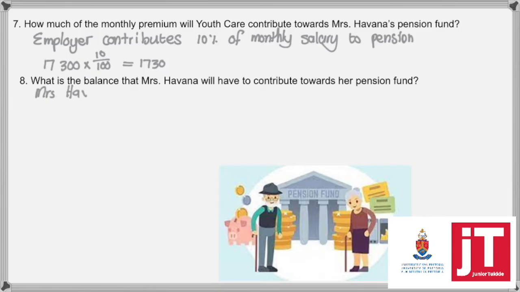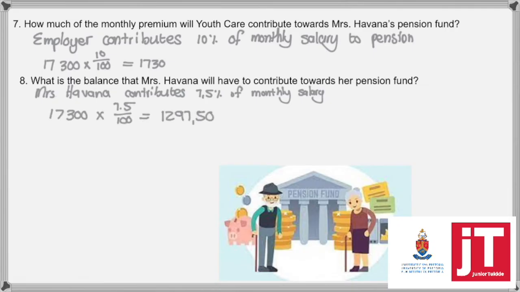Okay, number 8, what is the balance that Mrs. Havana will then contribute towards her pension fund? So Mrs. Havana will contribute 7.5% of her monthly salary. So we take the 17,300 times 7.5%. So she will pay 1,297 Rand 50 cents towards her pension.